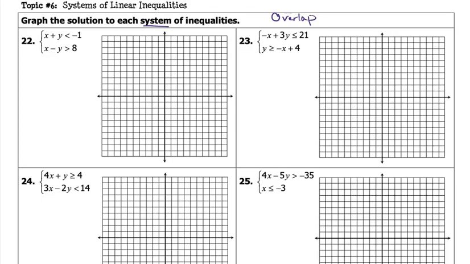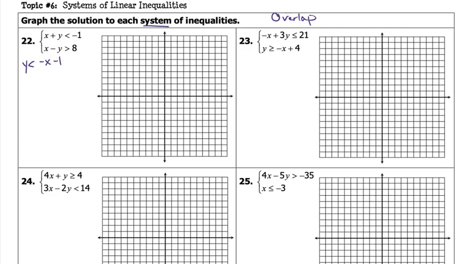So in 22, I have x plus y is less than -1, and then I have x minus y is greater than 8. Well, first up, I noticed that they're both in standard form, so I'm going to need to go ahead and get those moved over. In the first one, I'm going to move the x over, so y is less than -x minus 1.